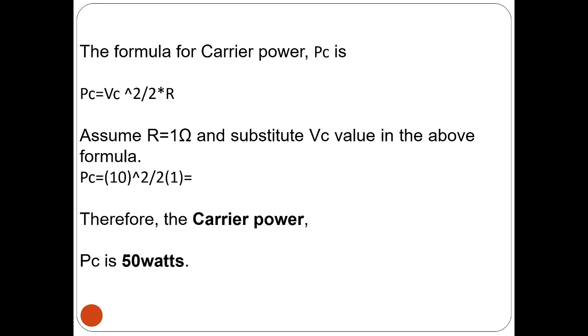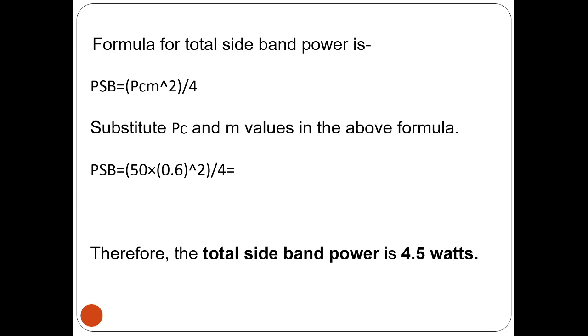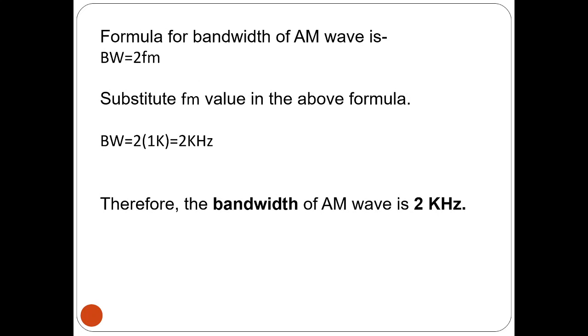So we have found all three values: the carrier power which is 50 watt, the total sideband power 4.5 watt, and the bandwidth of AM signal which is 2 kHz.